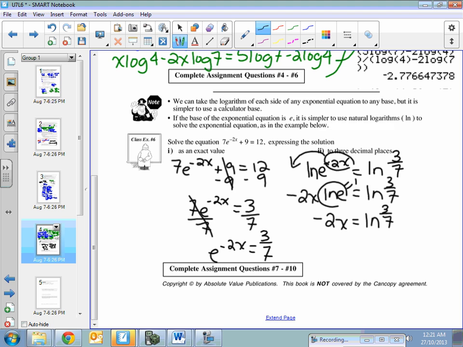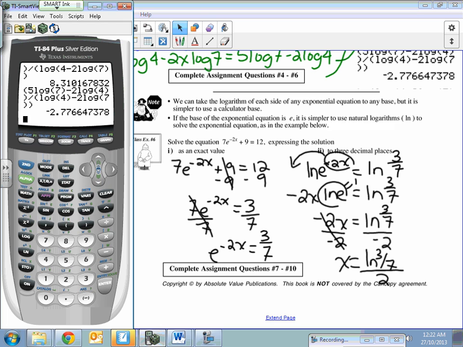To isolate x, you want to divide by negative 2. So x is equal to natural log of 3 over 7 divided by negative 2. We can put this into our calculator. So we have natural log, let's put this in brackets. Bracket natural log of 3 over 7, bracket, close that numerator bracket, divided by negative 2. Enter. I have negative 0.4, to 3 decimal places, negative 0.424.